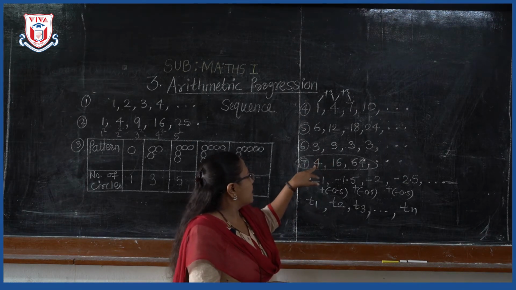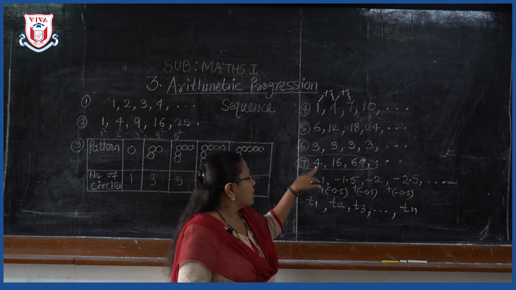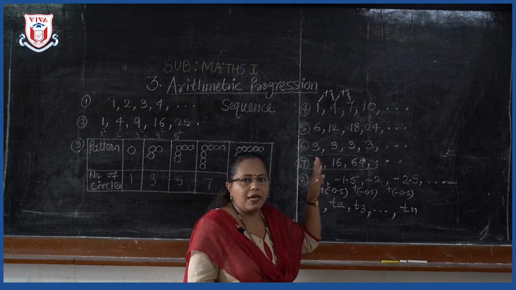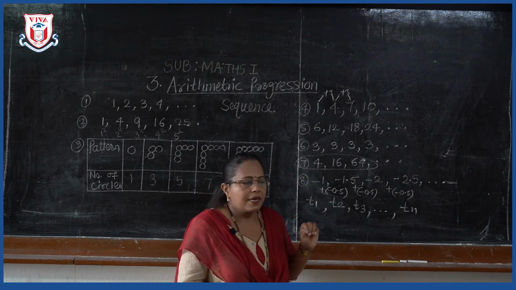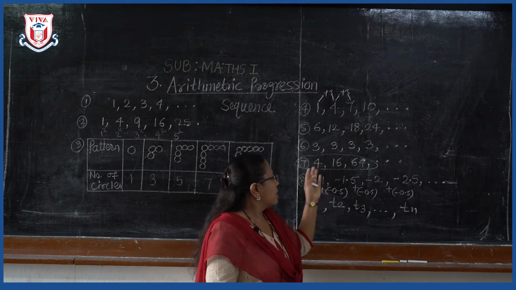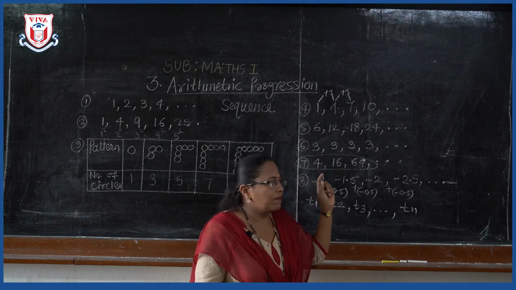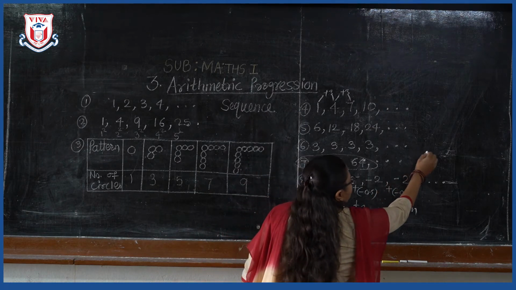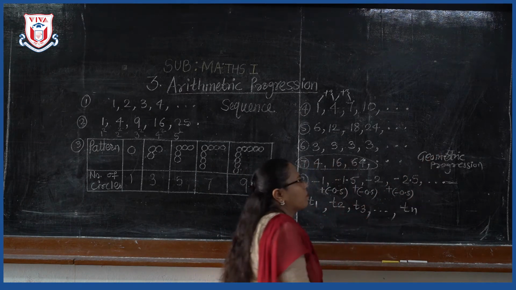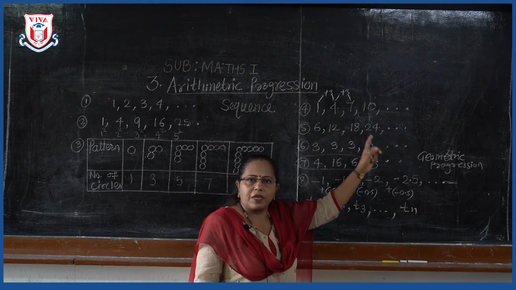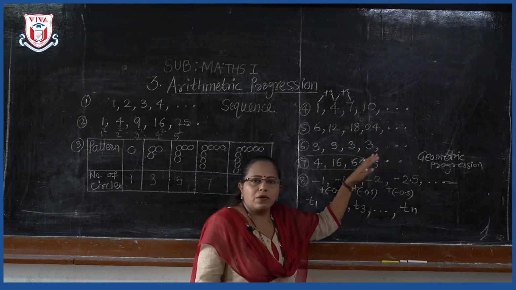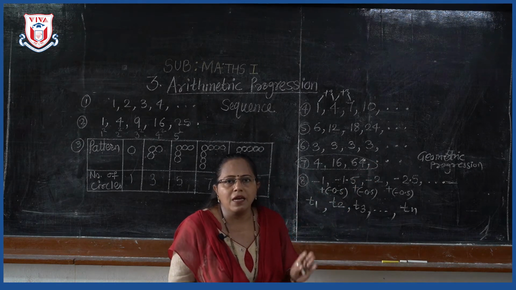And in this example 7, to get the next term, we multiplied the previous term by 4. So if such a type of sequence is given, this type of sequence is called a geometric progression. So follow the difference between arithmetic progression and geometric progression. Okay. Now this year we are going to study arithmetic progression.